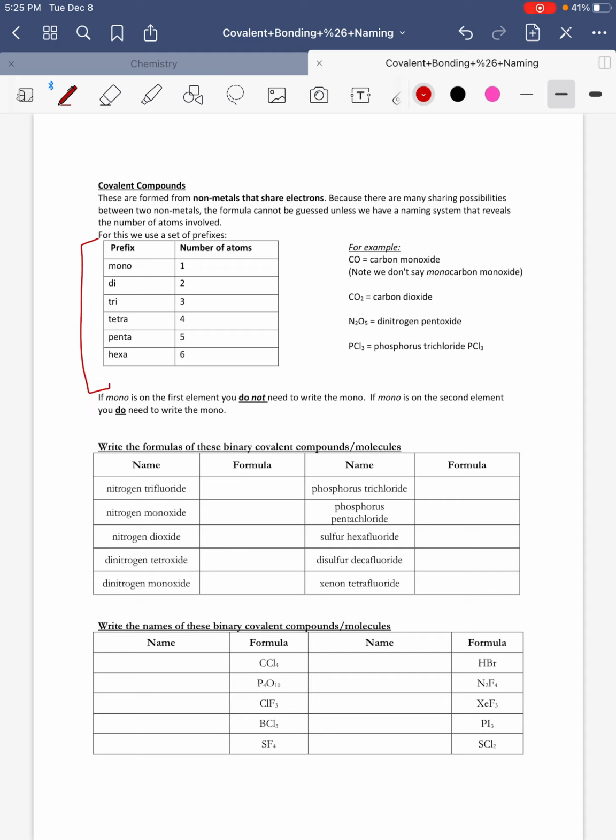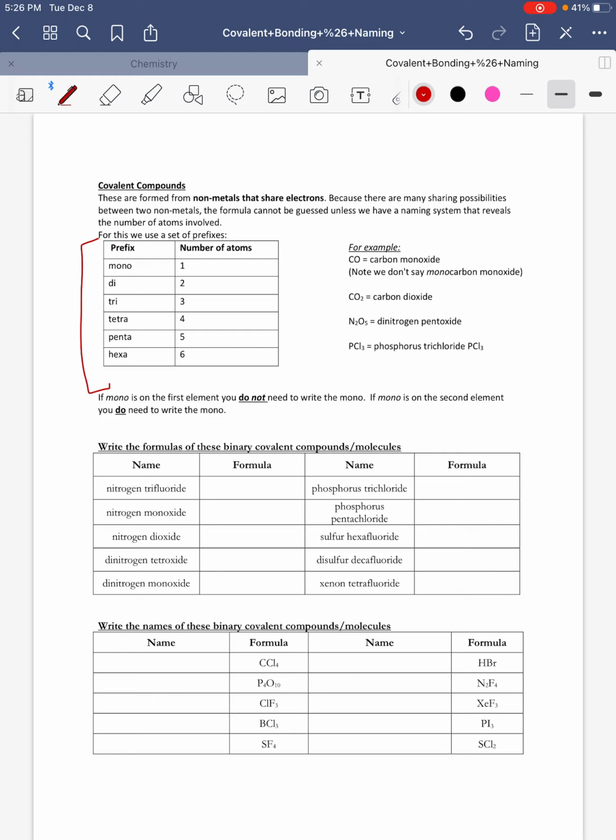So we're going to use this prefix chart to help us out. Mono means 1, di means 2, tri means 3, tetra means 4, penta means 5, and hexa means 6. Some examples: CO has 1 carbon and 1 oxygen. We are not going to put mono in front of the first element if there's only one. So here you only have 1 carbon, and we're just going to write carbon instead of monocarbon. But with the oxygen, because it's the second element, we are going to put mono in front of the oxygen.